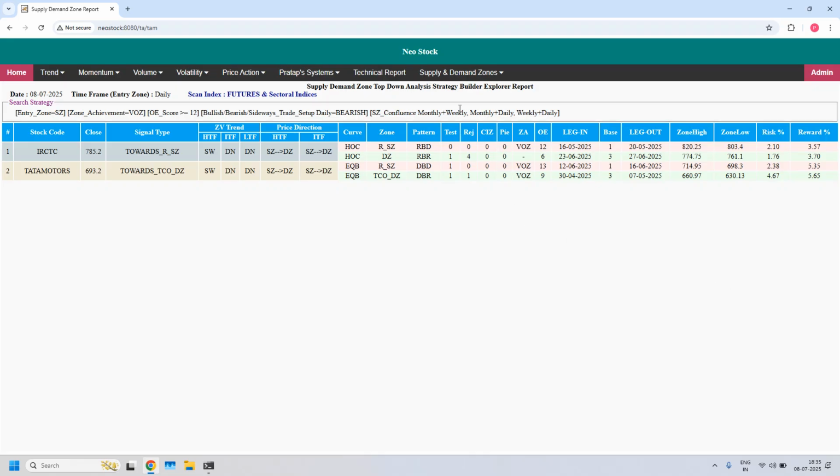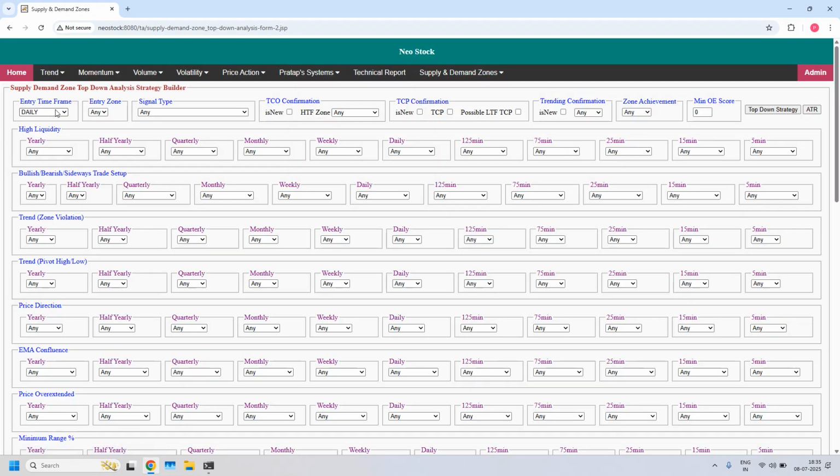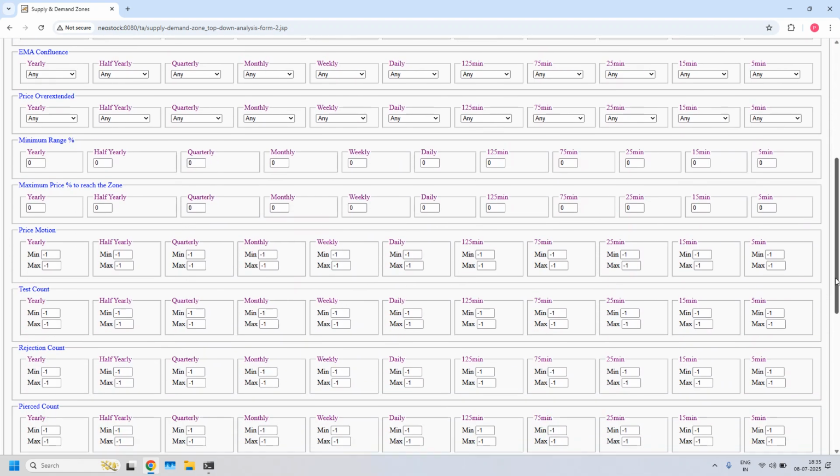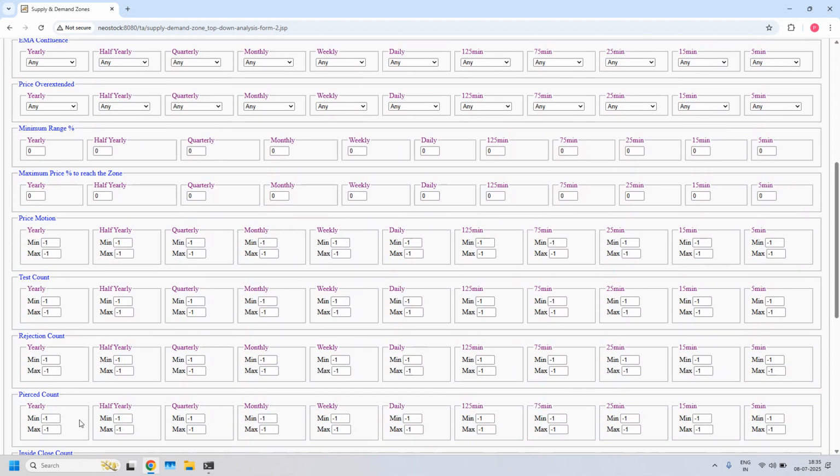Okay, next we will generate weekly income trade reports. Entry time frame 75 minutes, entry zone, demand zone. Here at 75 minutes, sideways long, zone achievement VOZ, minimum odd enhanced score 11, and also the 75 minutes demand zone should not be pierced. So in the pierced count at 75 minutes time frame, minimum value 0, maximum value 0. That means pierced count should be 0.